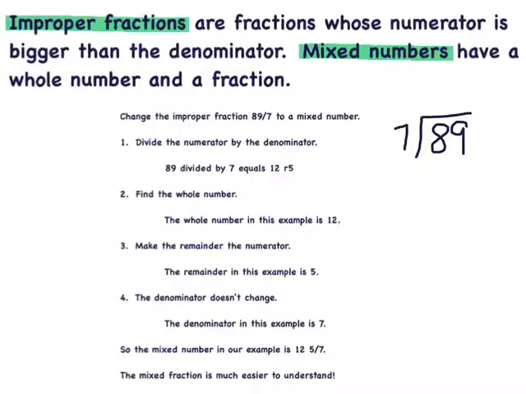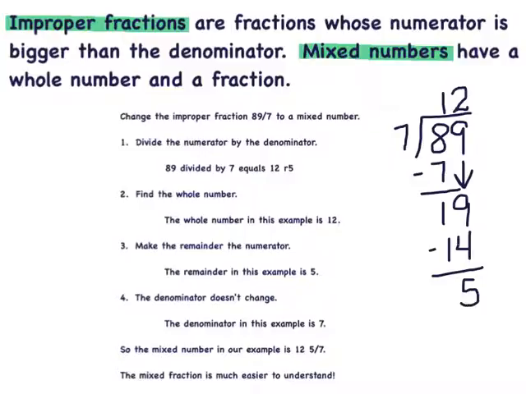7 goes into my 8 one time, and 1 times 7 is 7. Subtract and get 1. Bring down the 9. 7 goes into 19 two times. 2 times 7 is 14. Subtract and get 5, and I have a remainder of 5. So here you're going to see that when we divide the numerator by the denominator, it equals 12 and a remainder of 5.